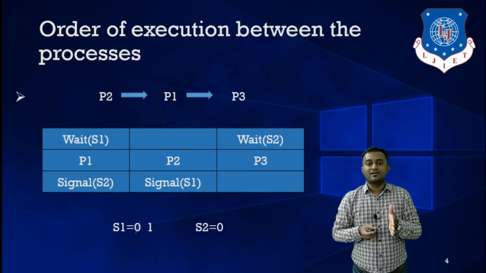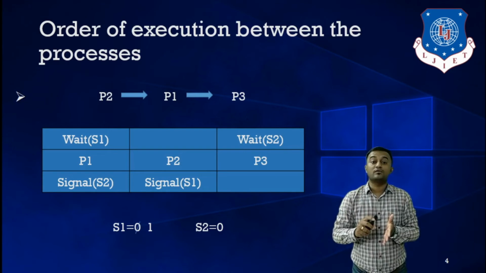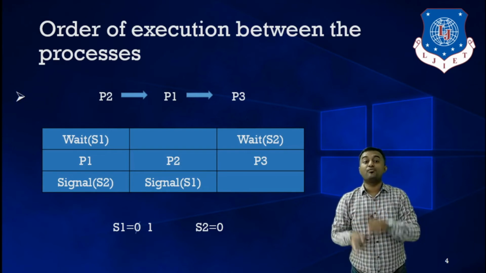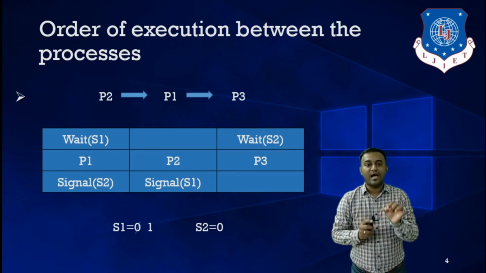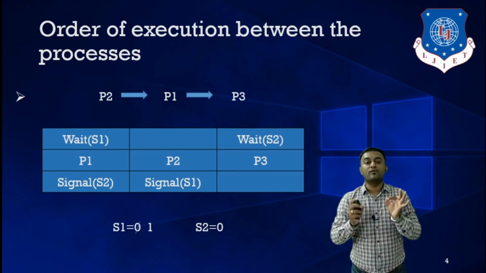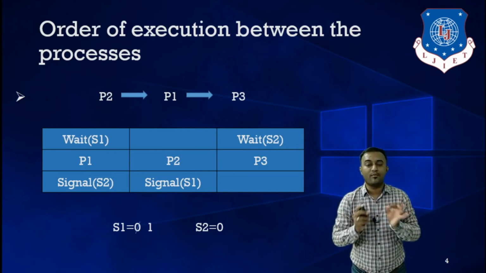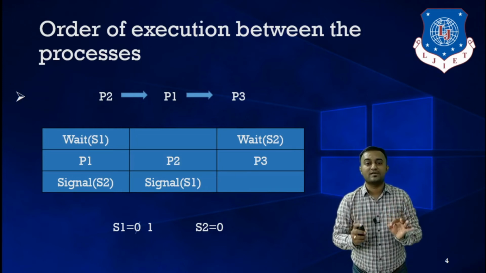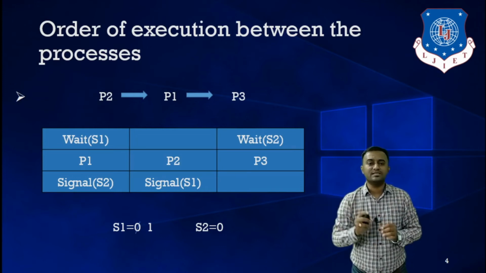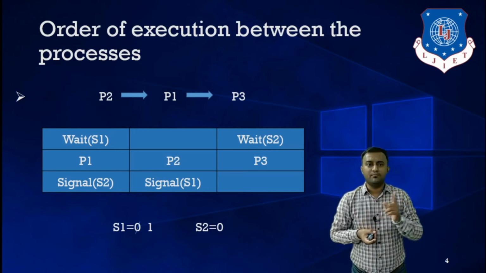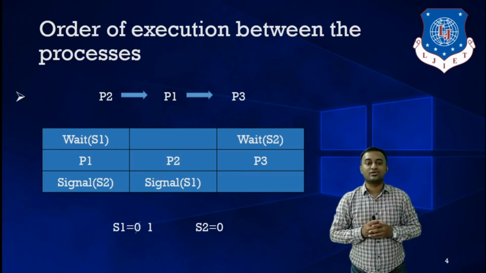Why signal of S1, why not signal on S2? Because after P2 I need to execute P1. So that's why I need to increment the value of S1 by executing this signal operation. Once this operation is executed, the S1 value is incremented by 1. Now it is 1, so the wait of S1 in P1 can be executed. Now P1 has the chance to execute its task.